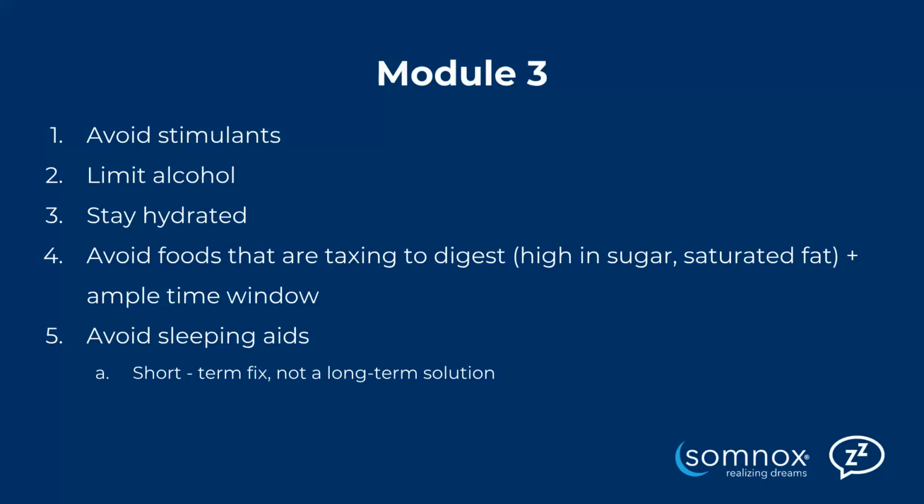We talked about hydration, drinking plenty of water to make sure all the processes in the body run smoothly, and that you should drink at least 2 liters during the day. We talked about avoiding foods that are taxing to digest, that are high in sugar, saturated fat, and so on. And we talked about avoiding sleeping aids. We wanted to stress that you should really avoid them because they might be a short-term fix, but they are definitely not a long-term solution. Improving your sleep is all about tweaking your behavior and your lifestyle in order to get a better night's rest.